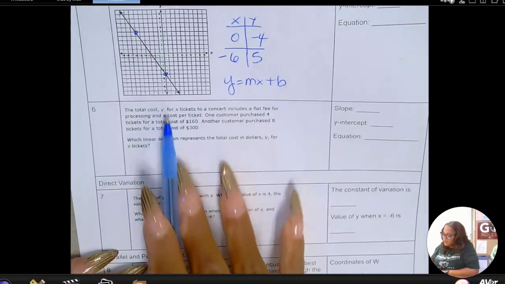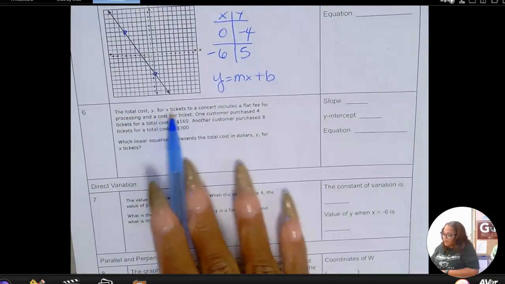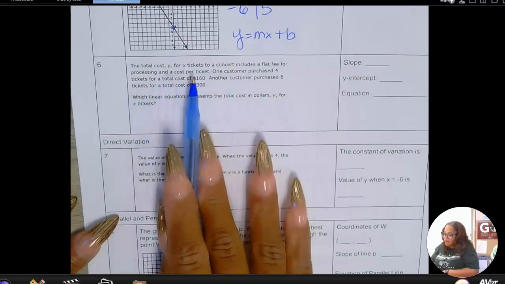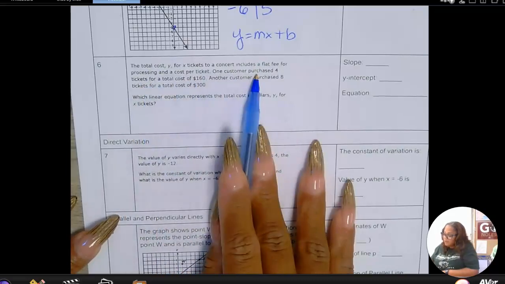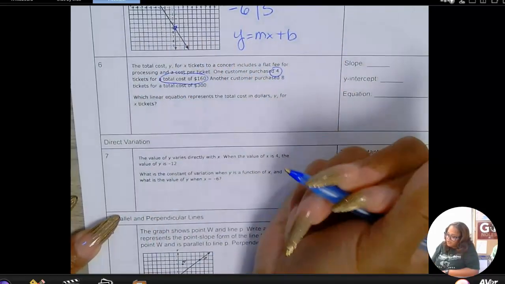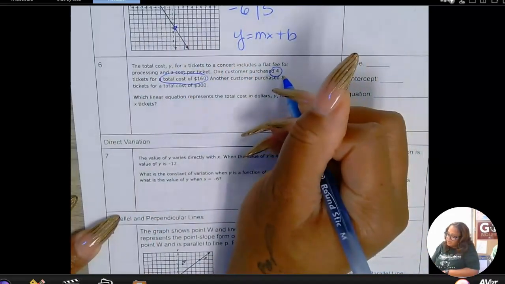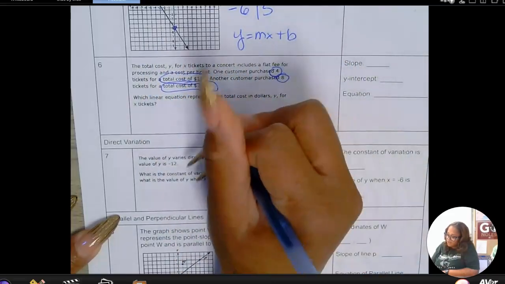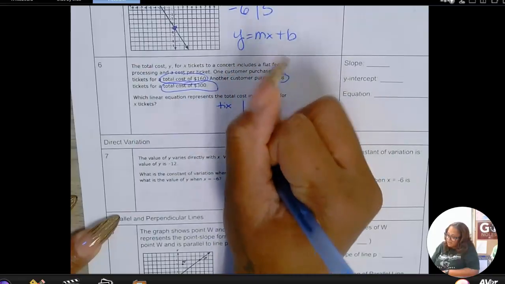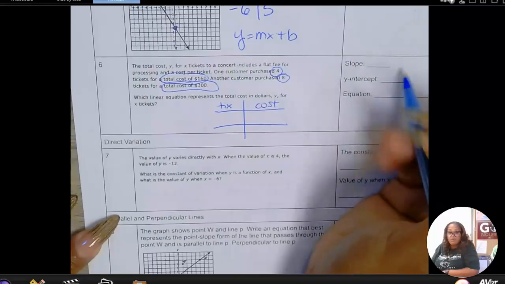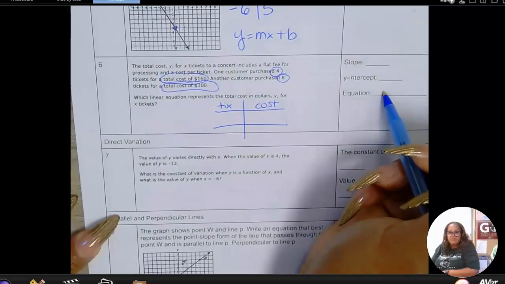It says the total cost for Y tickets, or Y for X tickets to a concert includes a flat fee for processing and a cost per ticket. One customer purchased 4 tickets for a total cost of $160. Another customer purchased 8 tickets for a total cost of $300. So I've got tickets and I've got cost, and I need to make a table, find the slope, the y-intercept, and the equation.